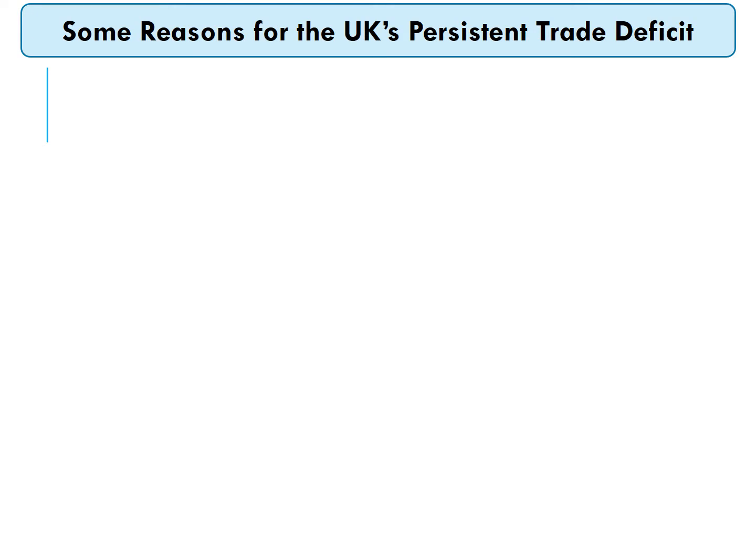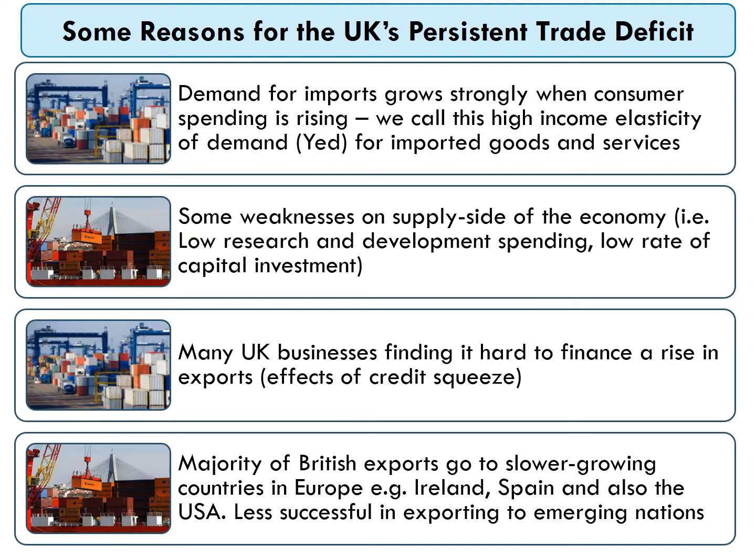So why does the UK have a persistent trade deficit? Well, the demand for imports grows strongly when consumer spending is rising. So we have quite strong consumer spending in the UK, and that tends to mean a large demand for imports. A second reason may be to do with exports and some weaknesses in terms of businesses and their ability to supply and sell desirable products to other countries around the world. Perhaps low research and development spending, maybe a low rate of investment in capital and technology and machineries means that actually in terms of manufacturing, our manufacturing base is quite small, and so we don't export particularly much.